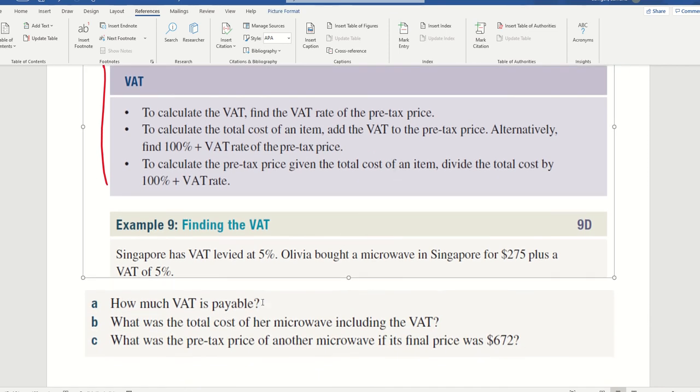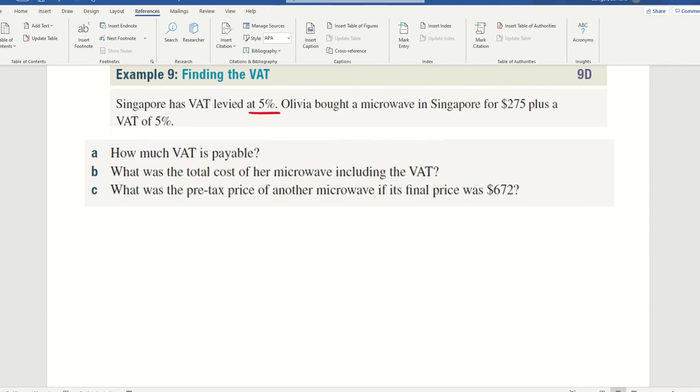So let's find the VAT. Singapore has the VAT at 5%. She's bought a microwave in Singapore for $275 plus VAT. Same as last time, VAT is equal to our pre-tax price times the VAT percent. So it is pre-tax 275 times 5 divided by 100, and the answer we are going to get is 13.75.